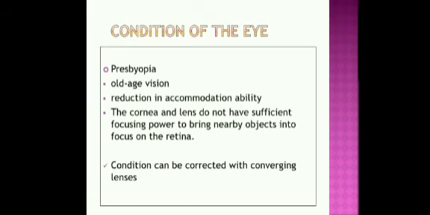So next is presbyopia. This is an old age vision condition and a reduction in accommodation ability. In this condition, the cornea and lens do not have sufficient focusing power to bring nearby objects into focus on the retina. So this is a normal ailment of a person that gets old. This condition can also be corrected with converging lenses or positive lenses, like hyperopia.